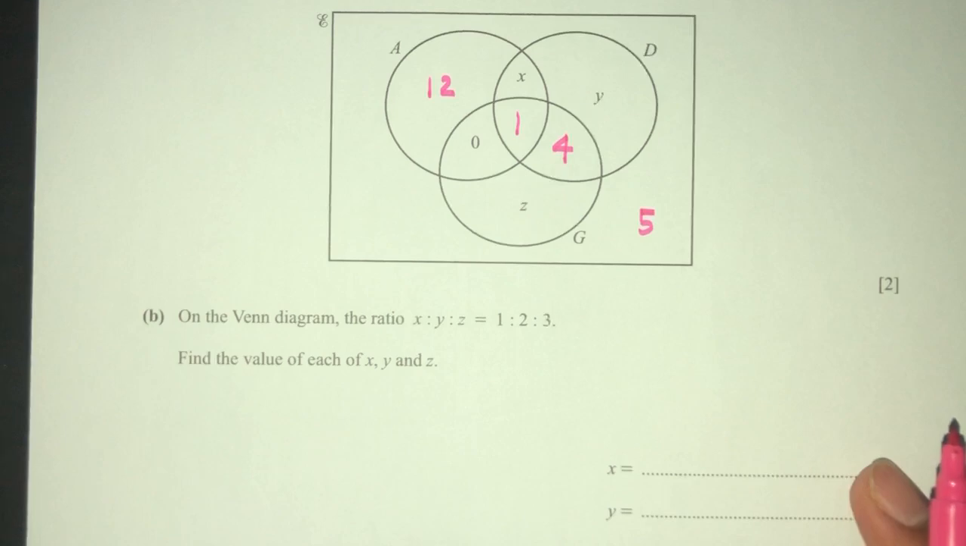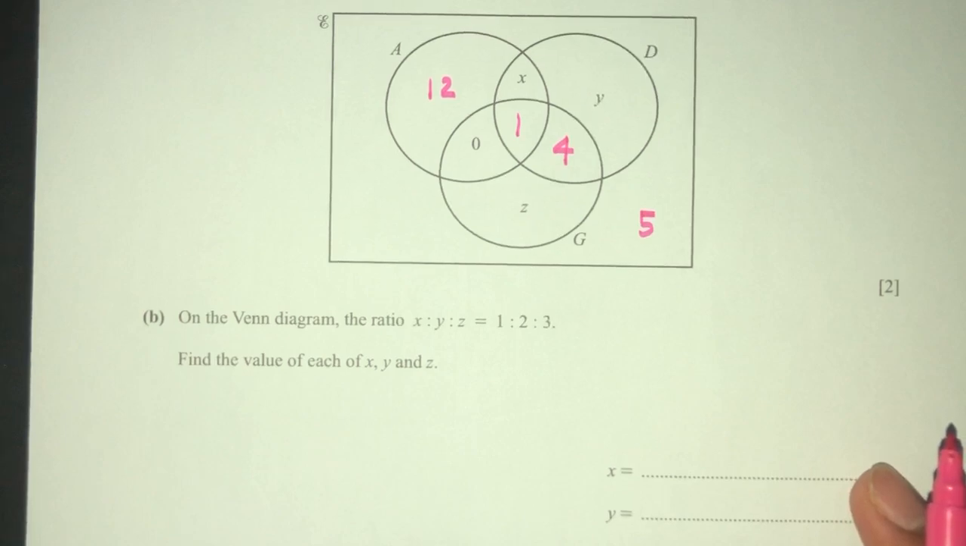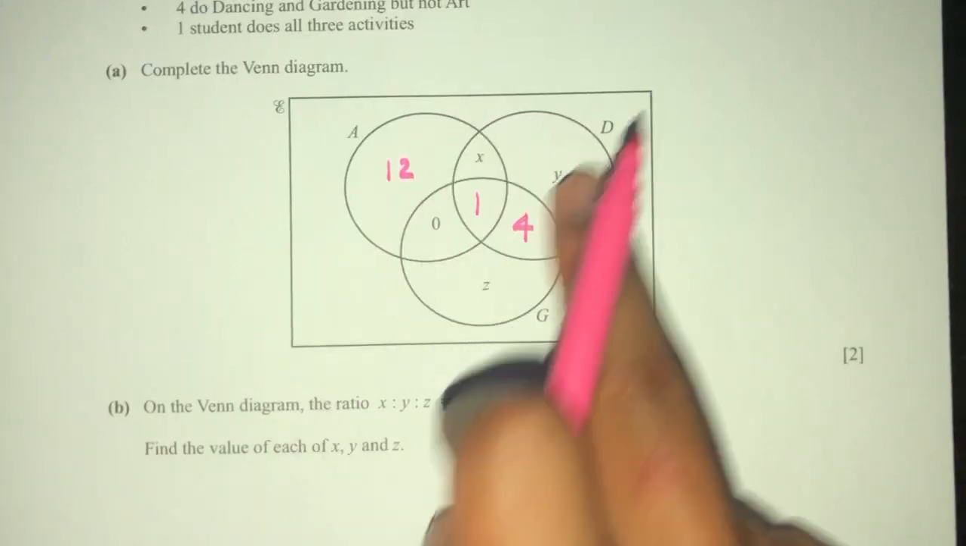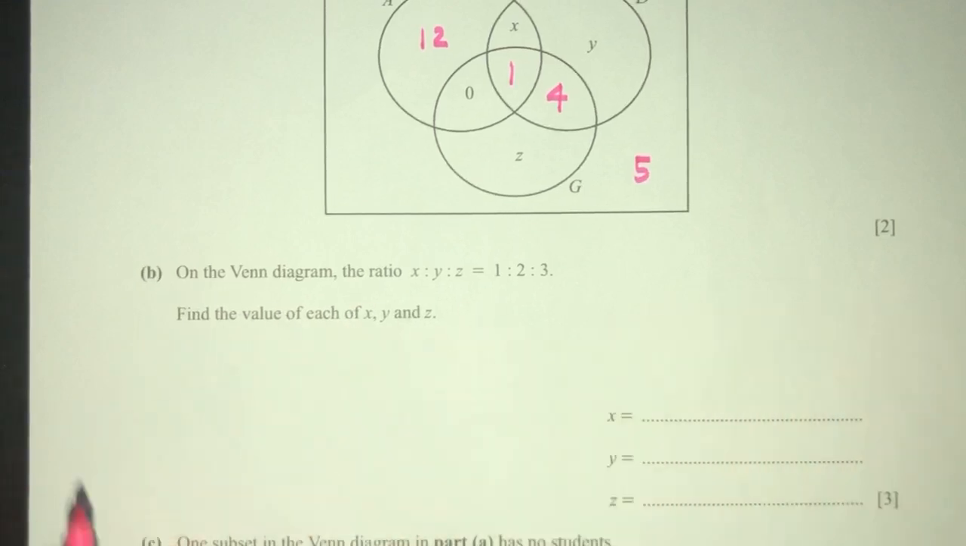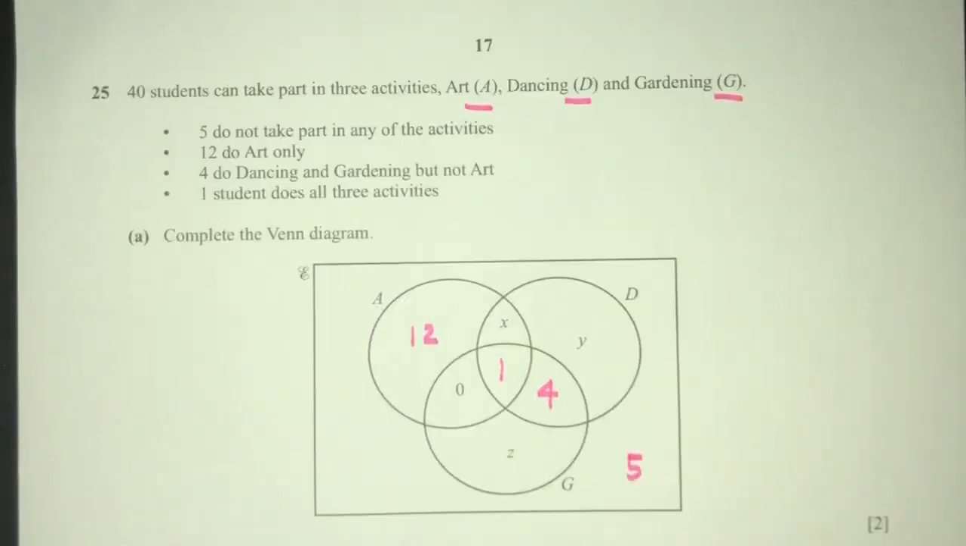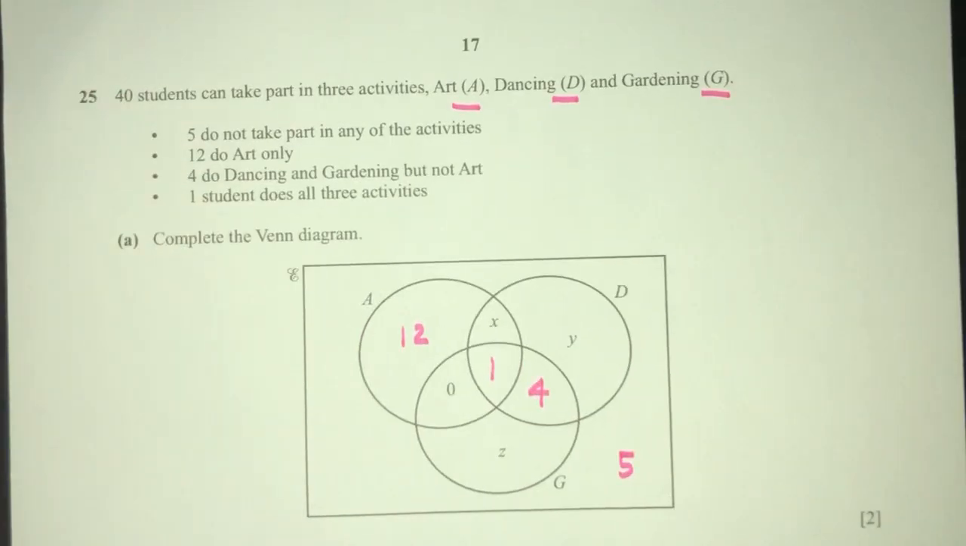Now for part B, we have the Venn diagram right here. The ratio of x, y, z is 1 to 3. Find the value of x, y, z. So here, pretty easy. Let's proceed one by one. We do know that in the end, we have 40 people in total. That's one thing we know.